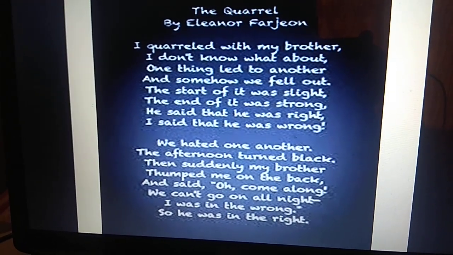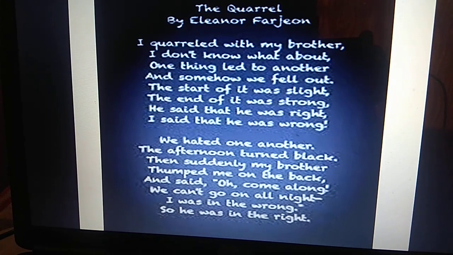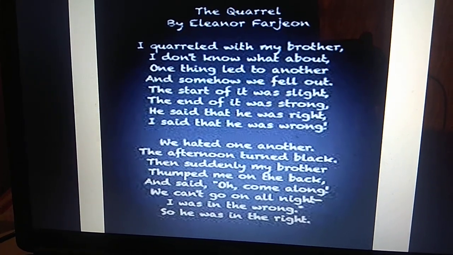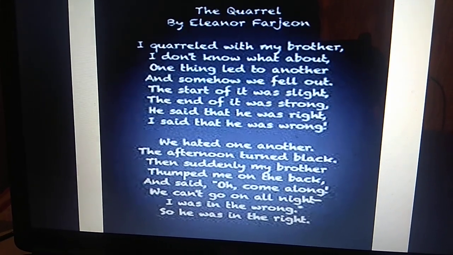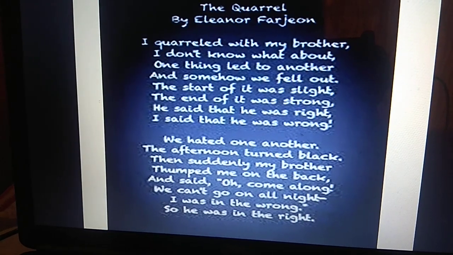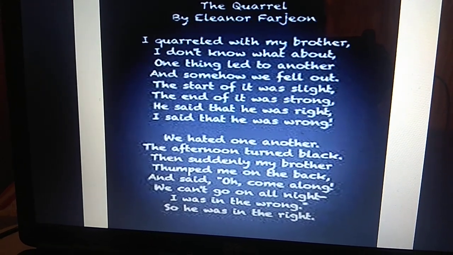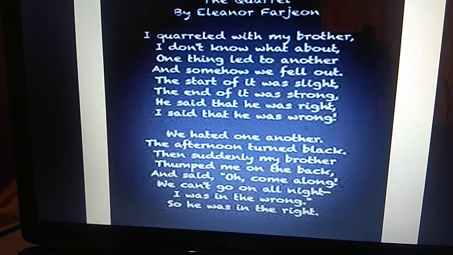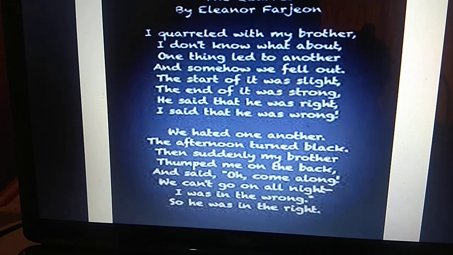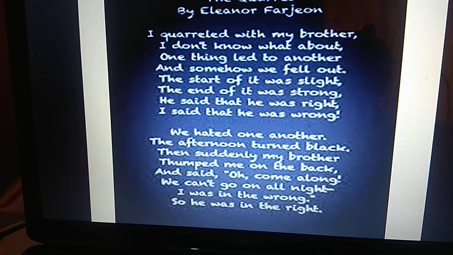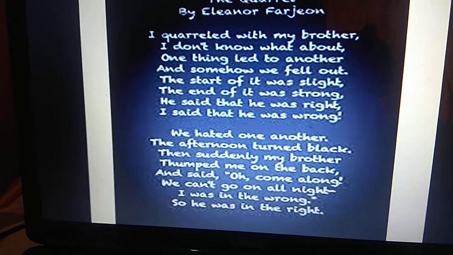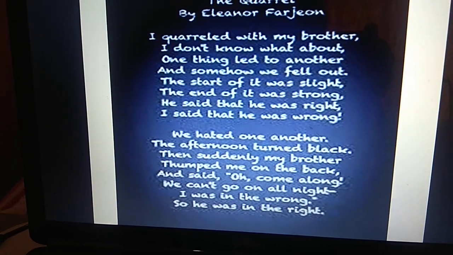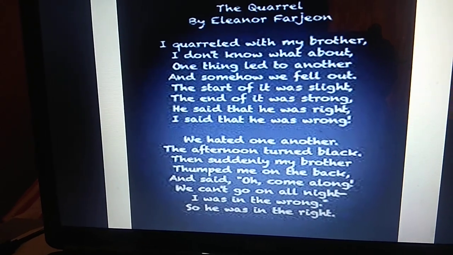We hated one another. The afternoon turned black. We started hating each other after this fight. Our afternoon turned black. In the first stanza, there was a phrase fell out, which means quarreled. And here we have the afternoon turned black. That means we have spoiled our afternoon.